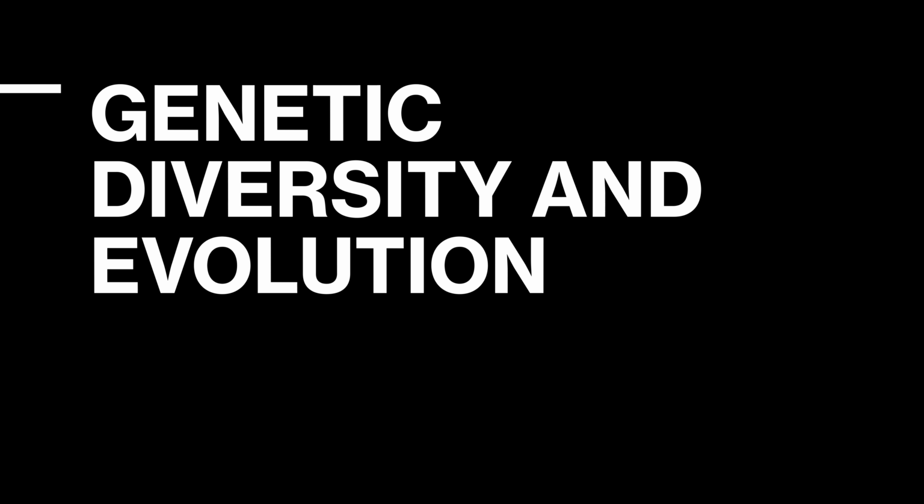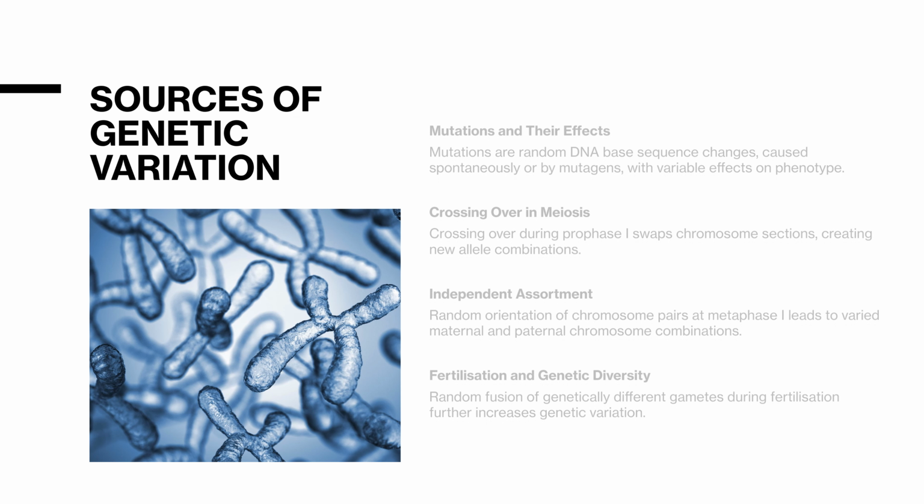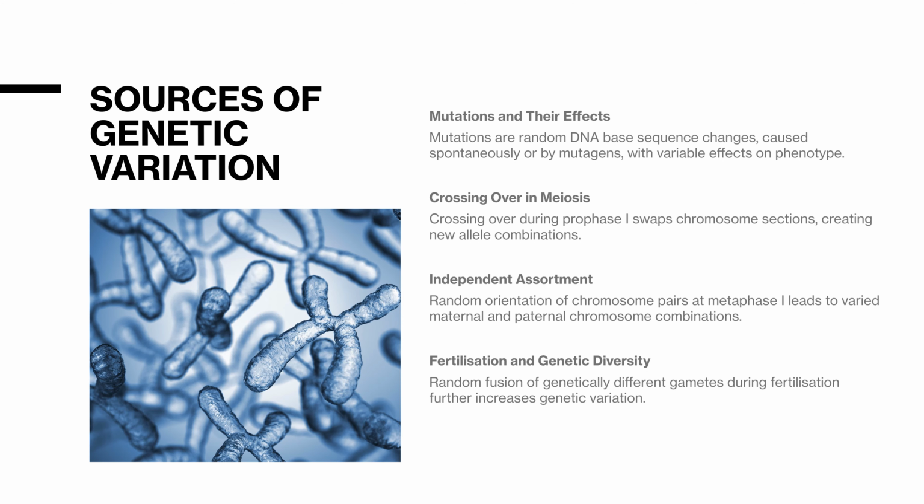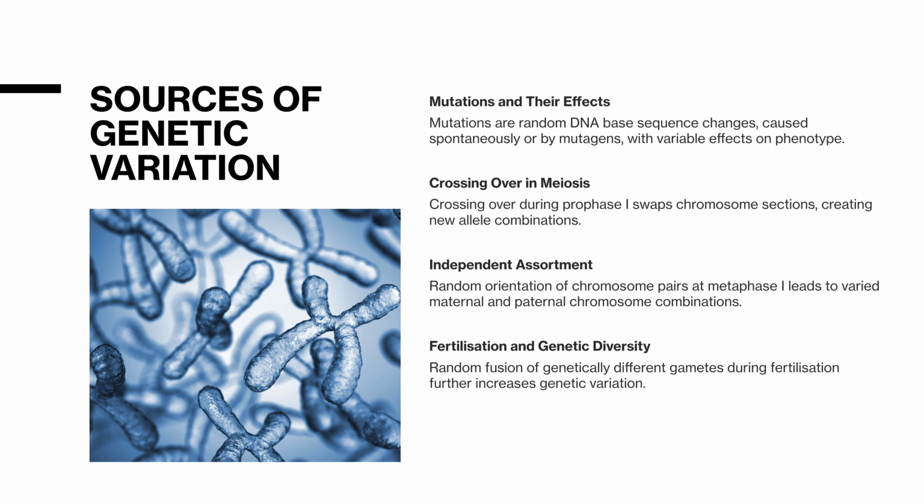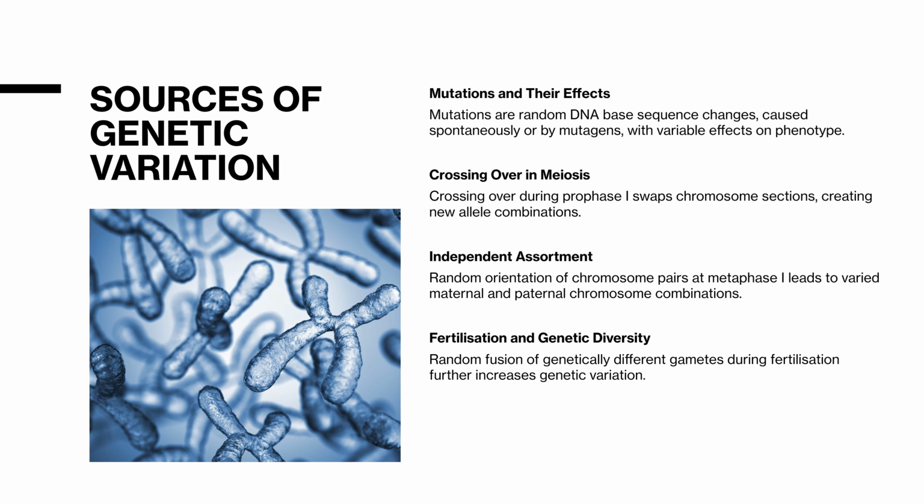Sources of genetic variation, natural selection, and adaptation. Genetic diversity refers to the variety of alleles within a population and is essential for evolution by natural selection. Mutations are random changes in DNA base sequence and can occur spontaneously during DNA replication or as a result of mutagenic agents such as ionizing radiation or certain chemicals. Mutations may be beneficial, neutral, or harmful, depending on their effect on phenotype.